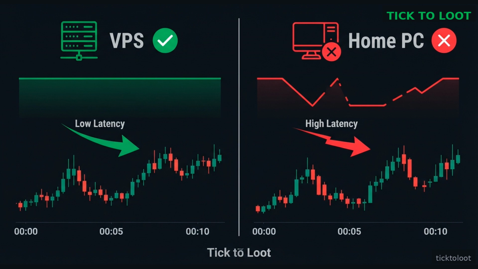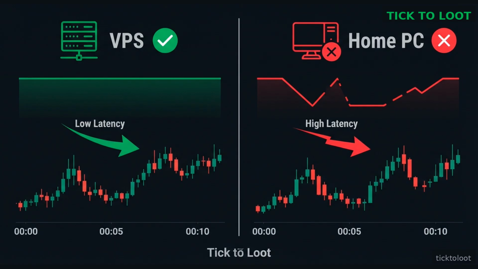Now, latency is the delay between the moment your EA decides to trade and the moment the broker receives that order. Imagine you're sending a text message. If you have a fast connection, the message arrives instantly, but a slow connection adds a noticeable lag. On a VPS, the physical distance to the broker server is often much shorter, and the network is optimized for speed, so the latency can be as low as a few milliseconds, represented by the short green arrow. On a home PC, the signal may travel through multiple routers, Wi-Fi interference, and slower internet, stretching the latency to dozens or even hundreds of milliseconds, shown by the long red arrow.